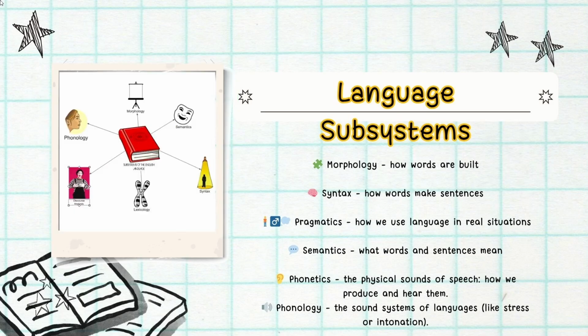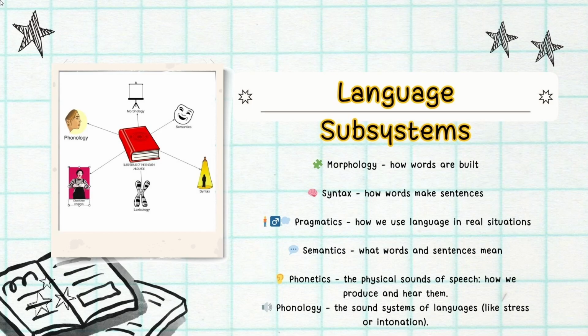Then, semantics, which focuses on what words, phrases, and sentences mean. Semantics helps applied linguistics to understand how learners can process the meanings of words and how they understand the vocabulary with clarity, especially when a word has many meanings.